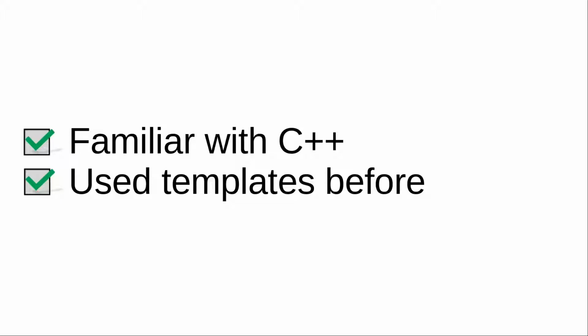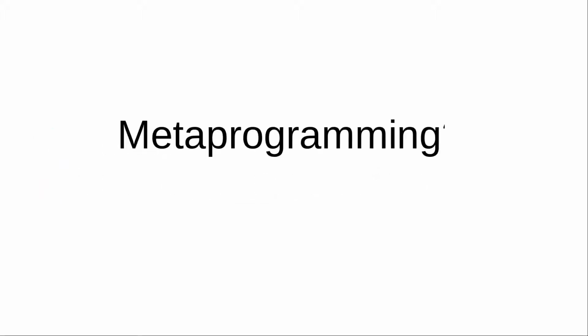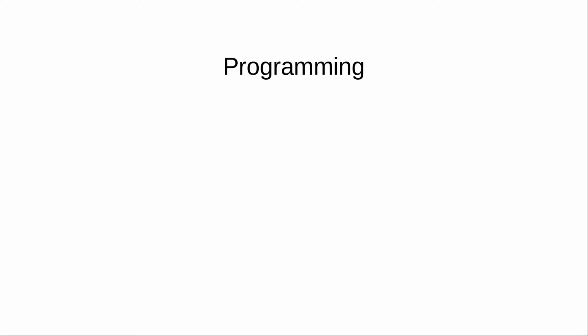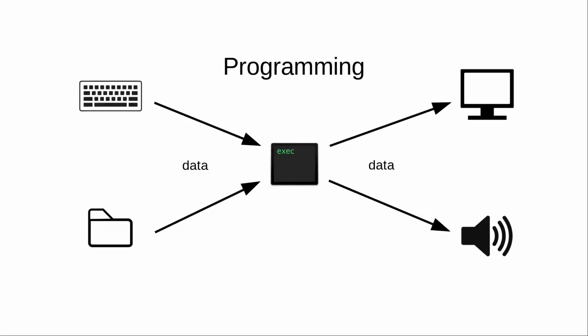Let's get started. So what actually is metaprogramming? To answer that question, let us first look at what programming is. When we program in C++, we write some code that gets turned into an executable by the compiler. Now, when you think about it, an executable is just something that transforms data. For example, it might get some input data from your keyboard or from your file system and turn this into an image on your screen or some audio from your speakers.